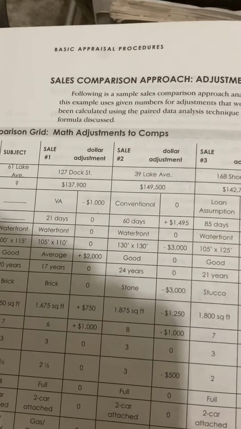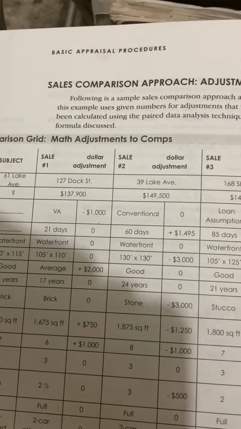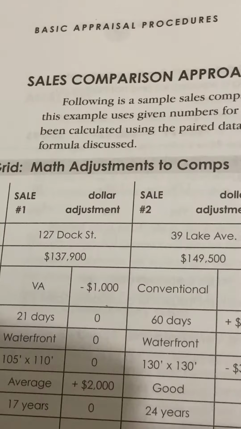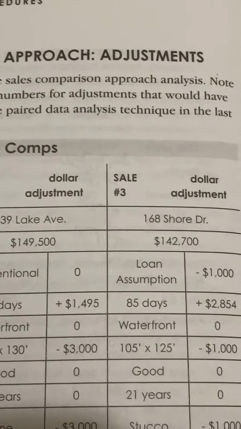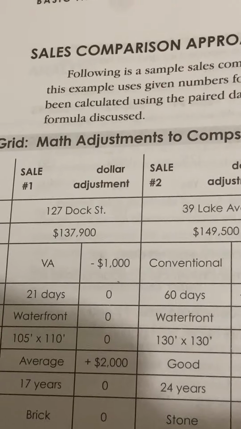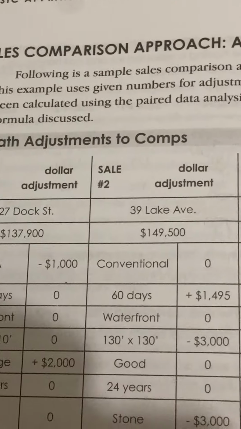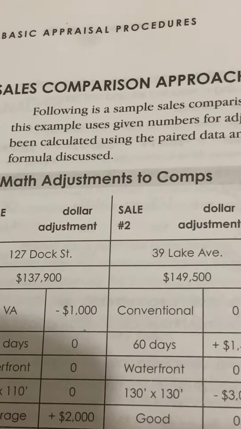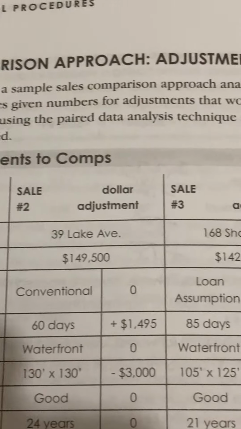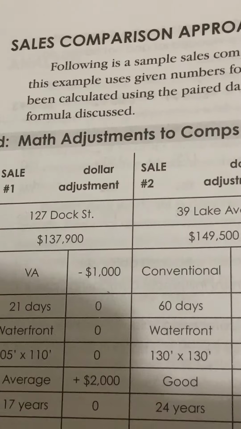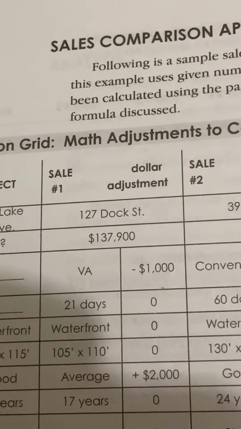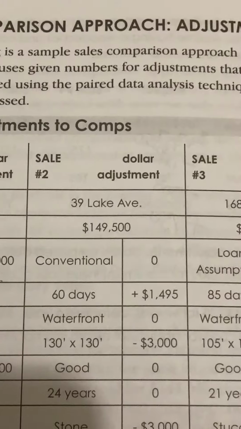Basic appraisal procedures, page 232. Sales comparison approach adjustments. Following is a sample sales comparison approach analysis. Note, this example uses given numbers for adjustments that would have been calculated using the paired data analysis technique in the last formula discussed. Sales comparison grid. Math adjustments to comps.